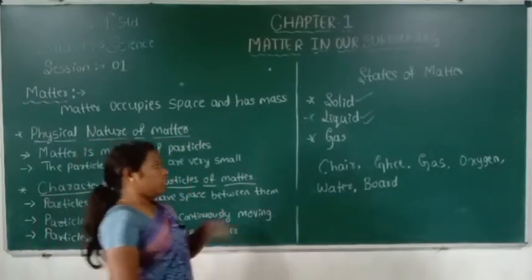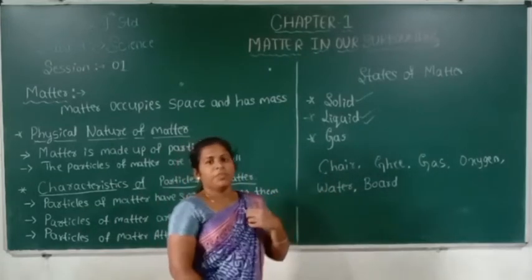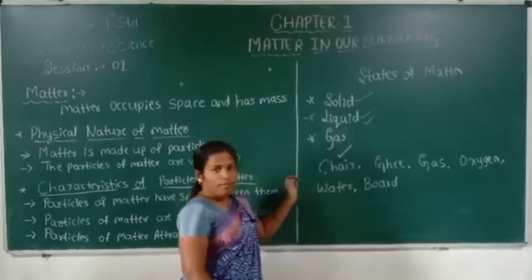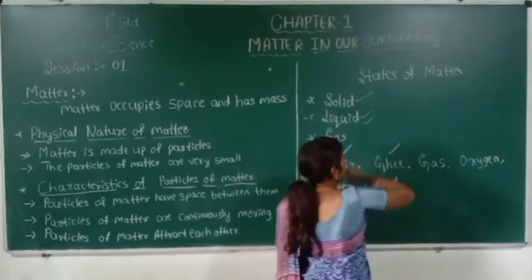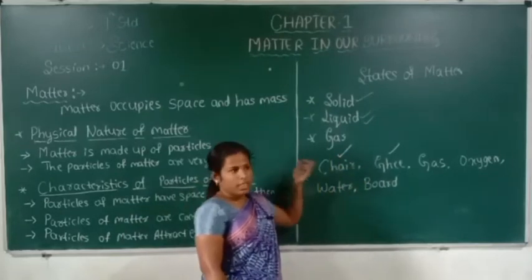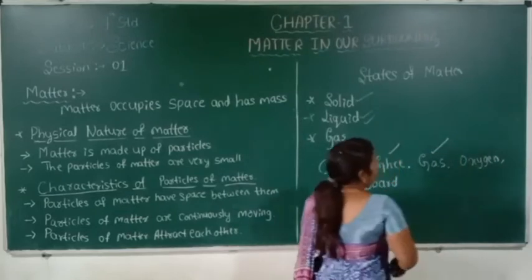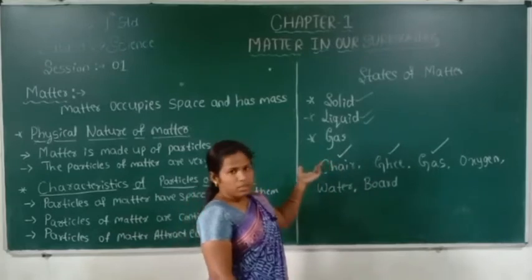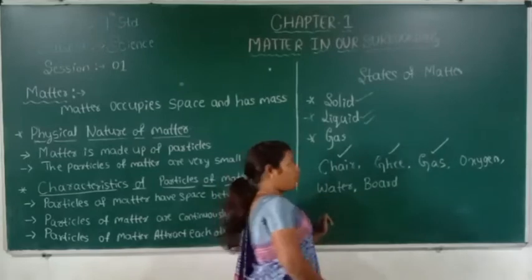Chair, for which state? Yes, chair is a solid. Why is it solid? Let us see. And what about ghee? Ghee is a liquid state. What about gas? Gas means either we may use a liquid LPG cylinder or a CNG cylinder. So this is a gaseous form.